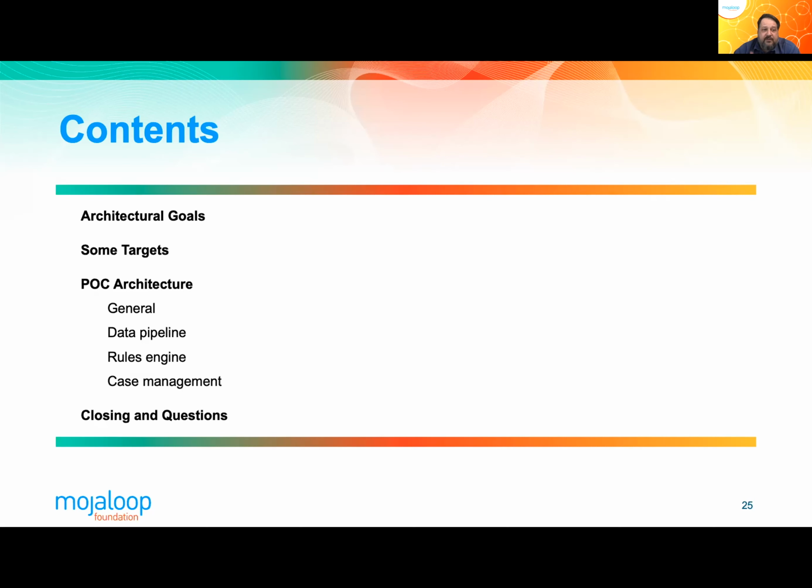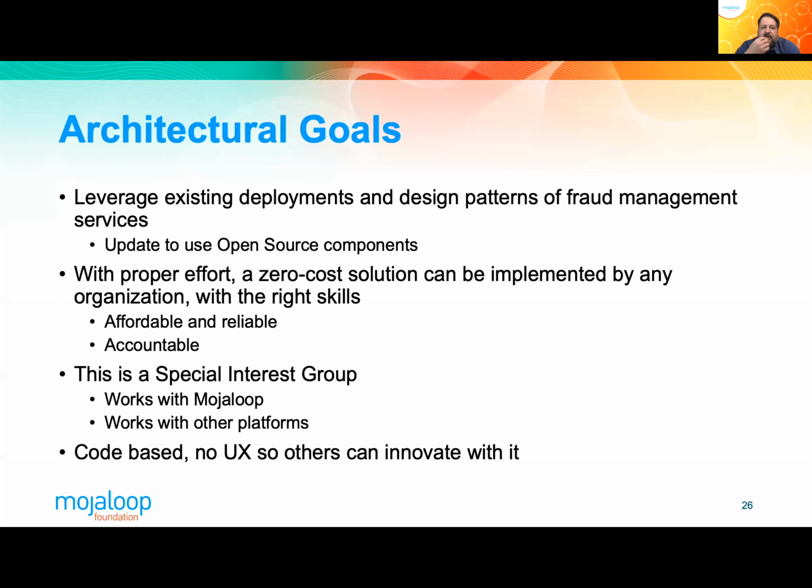I'm going to talk briefly about the architectural goals, some of the targets that we're going to try to do, what the POC architecture is going to look like, the data pipeline, the rules engine, case management, and a couple of closing questions. Going to keep this really high level to a degree, right? This is brand new. If you ask us a lot of questions, we're going to tell you we don't know yet, right? We're just getting started on this.